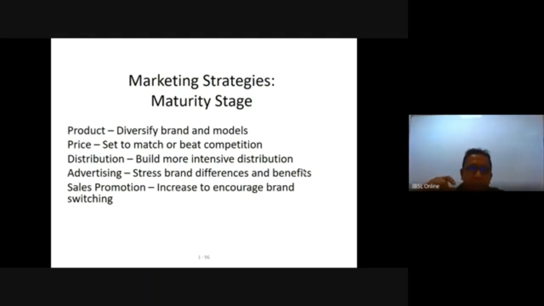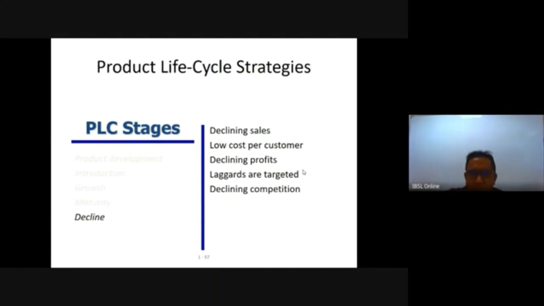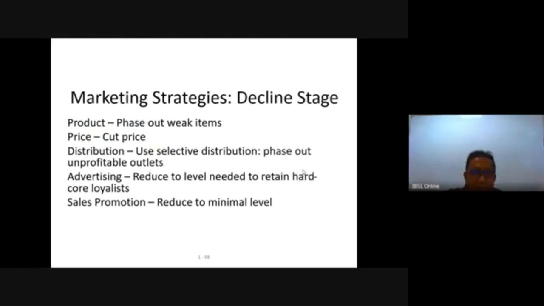Brand switching means, when your product is now matured, you come up with new features or new brands, and then the customer can switch from your existing brands to a relaunched or repositioned brand. It's called brand switching from one brand to another according to customer requirement. So decline stage, now the brand is declining in terms of profit, in terms of sales. So phase out weak items, cut price, use selective distribution again, phase out unprofitable outlets, reduce to the level needed to retain hardcore loyalists, reduce to minimum level. So sales promotion.